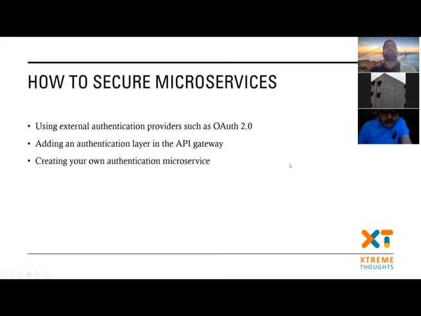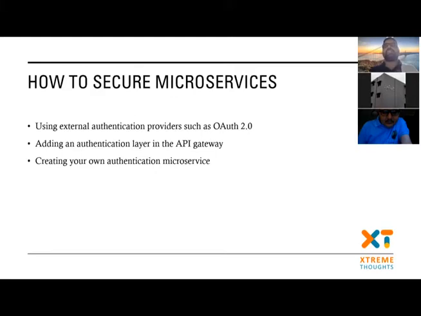Okay. Next piece is how to secure microservices. Generally it is done using an external authentication provider such as OAuth2. You can use Identity Server. You can use any other kind of third party application. There are various providers which help us with authentication.